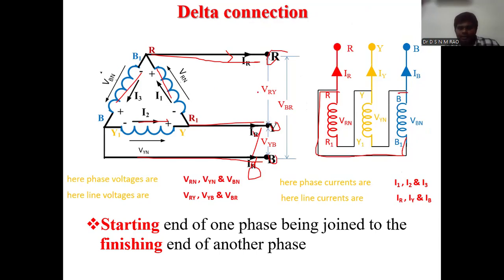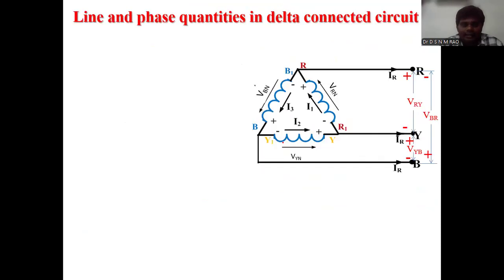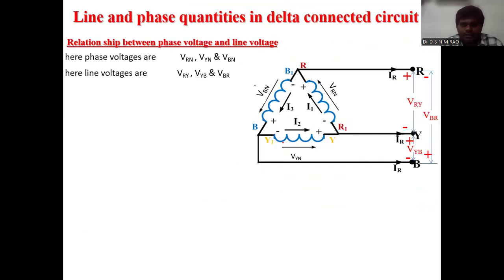Similarly, VRY is the line voltage between two lines, between the R phase and Y phase. Between the Y phase and B phase, the line voltage is VYB. Between the B phase and R phase, it is VBR. Now we will see the relationship between phase and line quantities. First, we will see the phase and line voltages in a delta connected system.